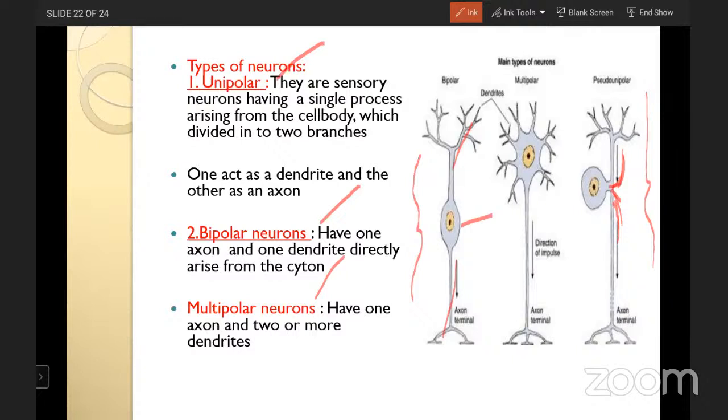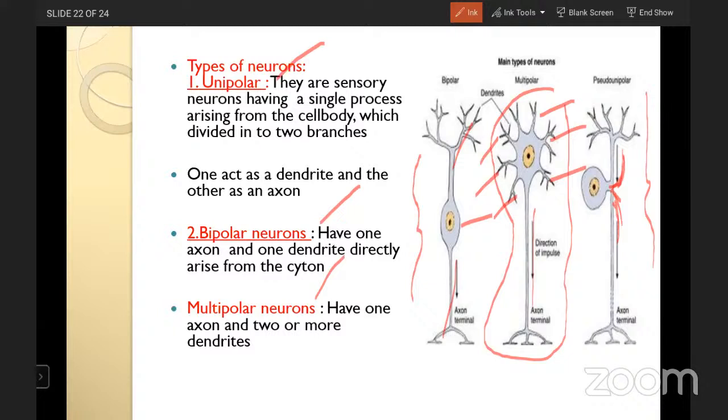Now coming to the third one, that is the multipolar neurons. So here in this picture, this is the multipolar. It has one axon and two or more dendrites. Here in the case of the multipolar neuron, you are observing only one axon, but the dendrites are many. So this is about the multipolar neuron structure.